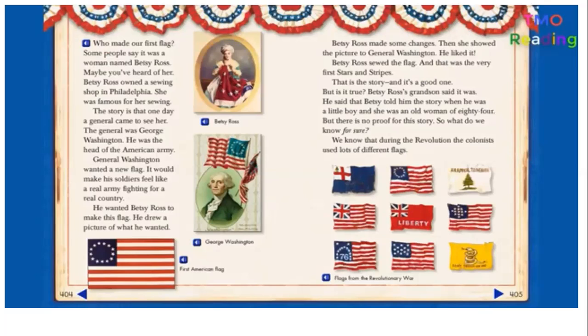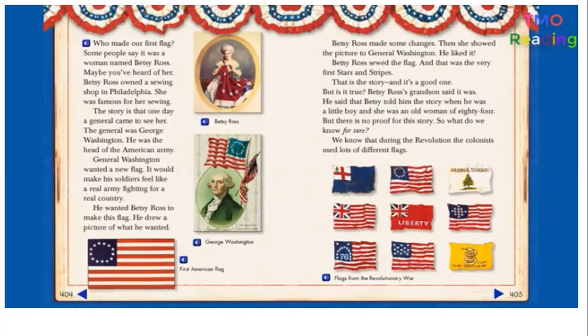Betsy Ross made some changes. Then she showed the picture to General Washington. He liked it. Betsy Ross sewed the flag, and that was the very first Stars and Stripes. That is the story, and it's a good one. But is it true? Betsy Ross's grandson said it was. He said that Betsy told him the story when he was a little boy, and she was an old woman of 84. But there is no proof for this story.